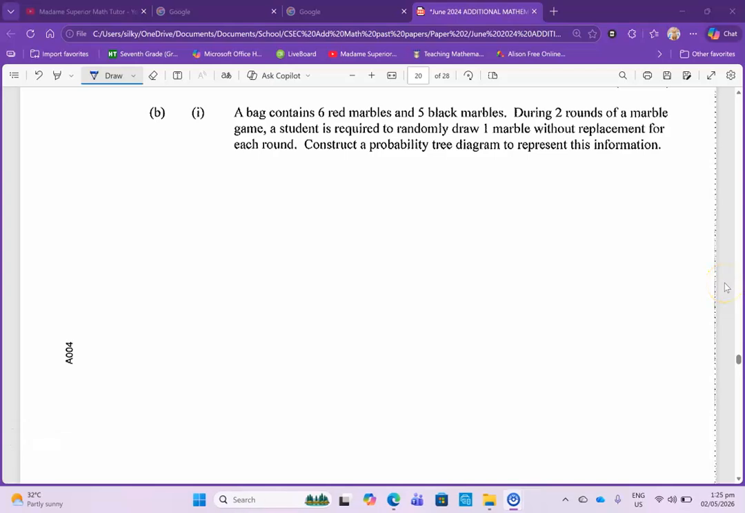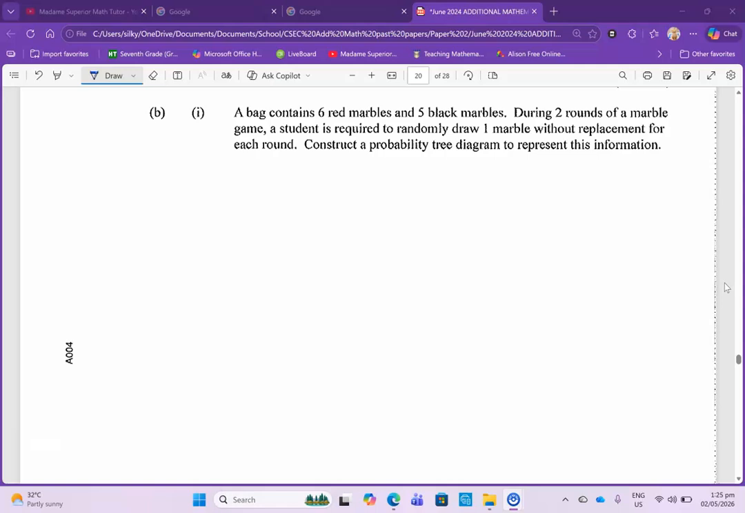So let's finish the last part of the last question of the June 2024 CSEC Add Math Paper 2. This question is on probability and statistics. We did part A, which is on a Venn diagram, in the previous video. So now we're on part B, which has to do with probability, specifically a probability tree diagram.